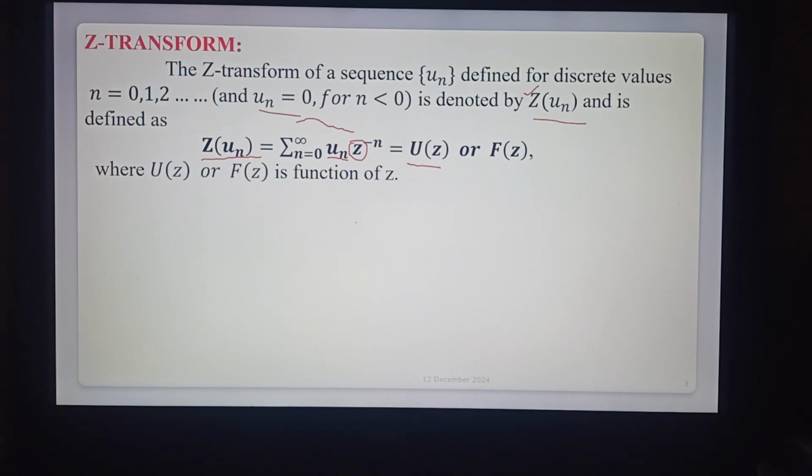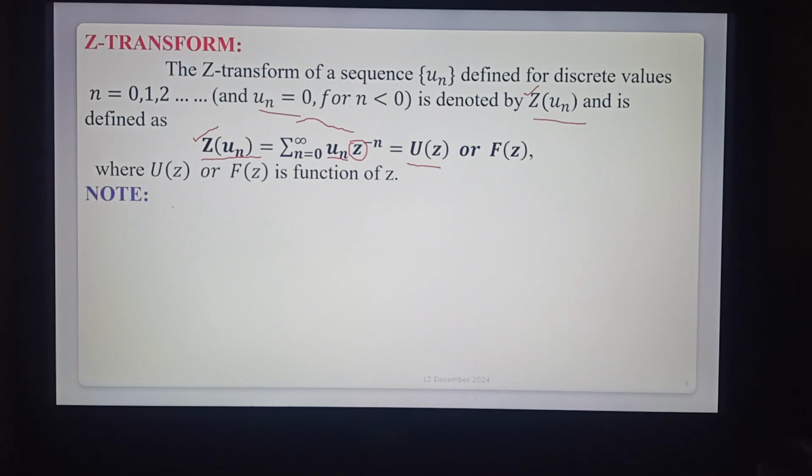Z transform is applied only to a sequence. We already discussed Laplace transformation in previous classes. Laplace transformation is defined for a function, but Z transform is defined for a sequence. So this is the definition of Z transform of the given sequence u_n.